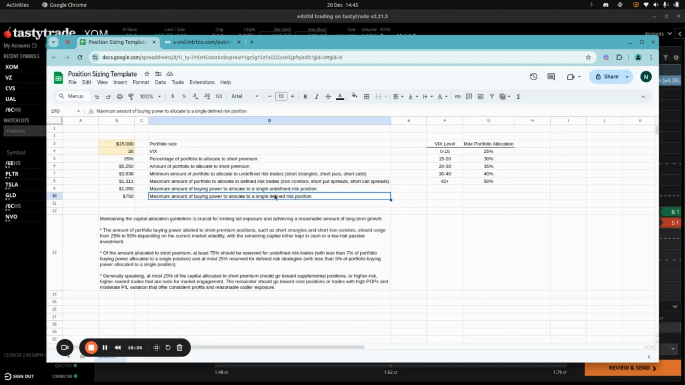It will tell you the maximum amount of buying power that you should be allocating to a single defined risk position, undefined risk position, and the amount of your portfolio that you should be allocating to short premium strategies in general. If you've got $100,000 in your account, you should not be writing contracts taking up $100,000 of your account. That would be silly. So as long as you follow this, you will be absolutely fine over the long term.